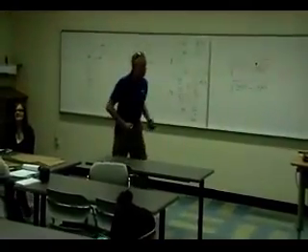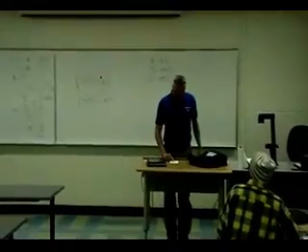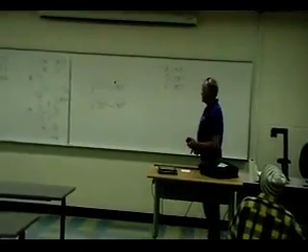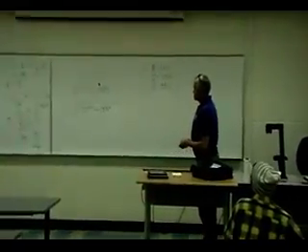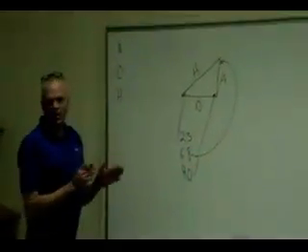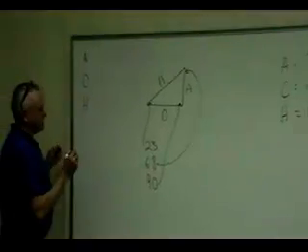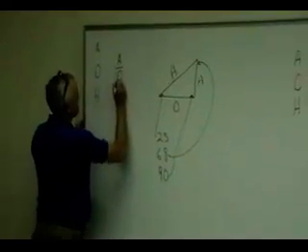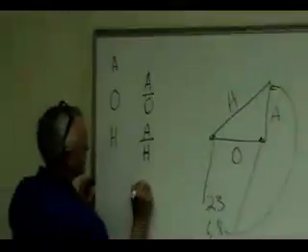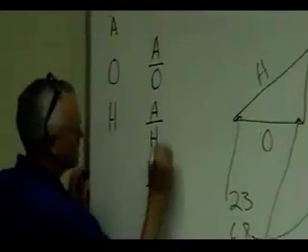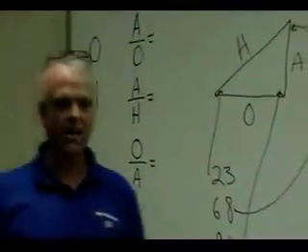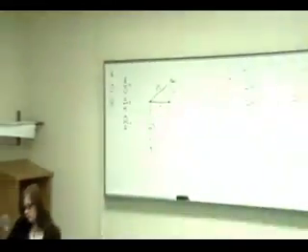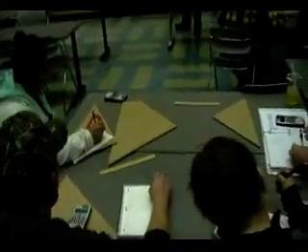Okay. Now, next. Since your triangles are all three the same, I want each of the groups to do these three fractions for all three of their triangles, and tell me what those three fractions are for each of your three triangles. A over H, O over H, O over A.